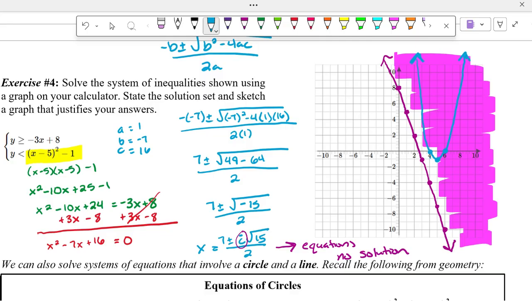But anyway, in terms of shading, it's less than the graph. So think about this logically. If I'm talking less than the graph, would it be in between the parts of the graph or would it be outside? It would be outside. So I would shade everywhere outside that graph.